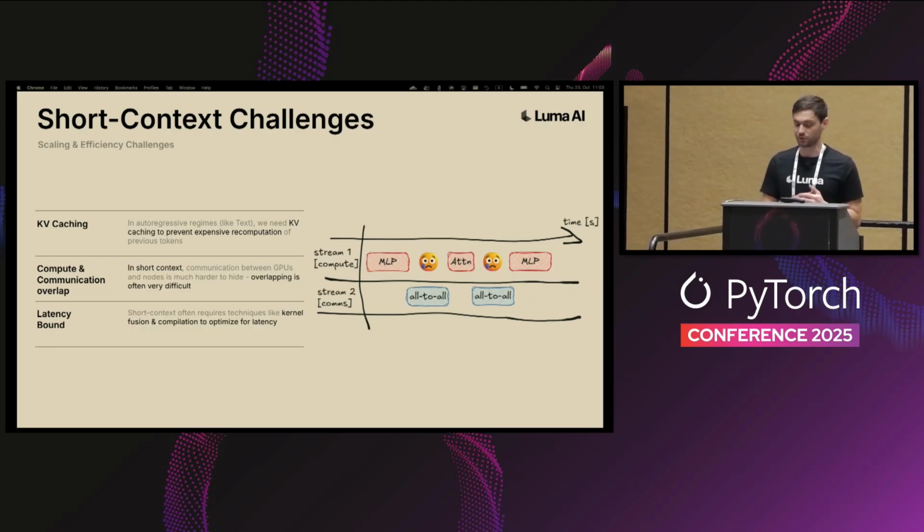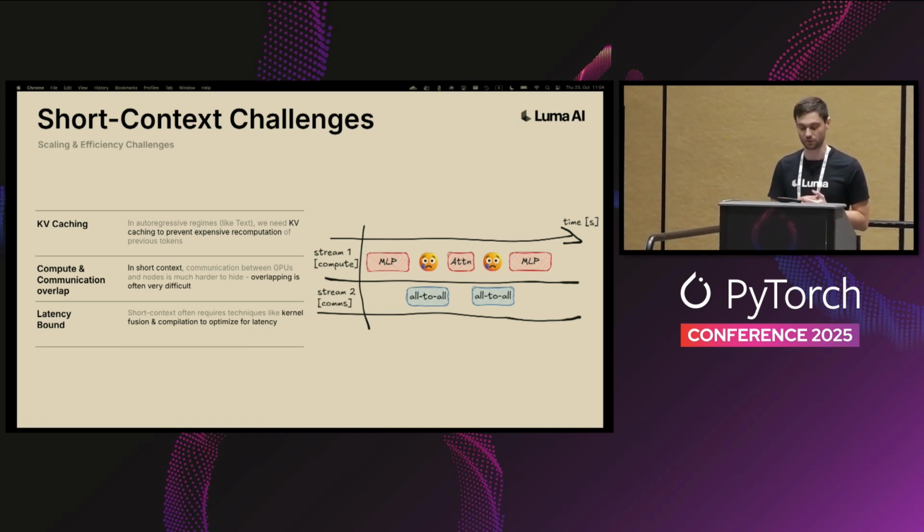For some of the short context things like text, this is very much something that is also applicable to things like LLMs and autoregressive or next token prediction models, where if you have something like a causal model, which is often the case in text, you need to have things like KV caching to prevent expensive recomputation in your attention.